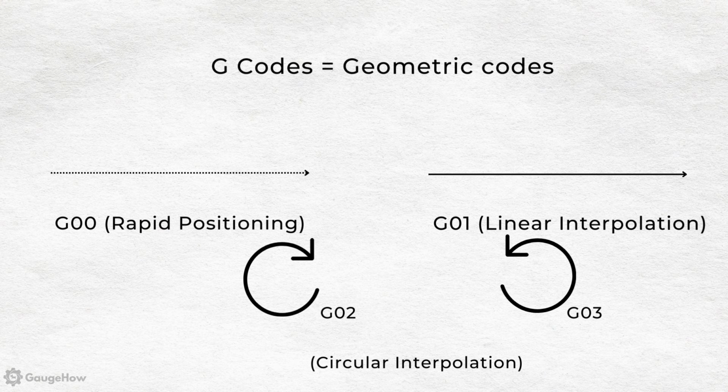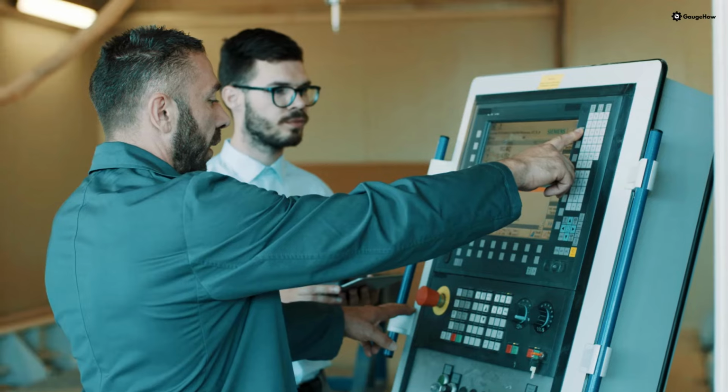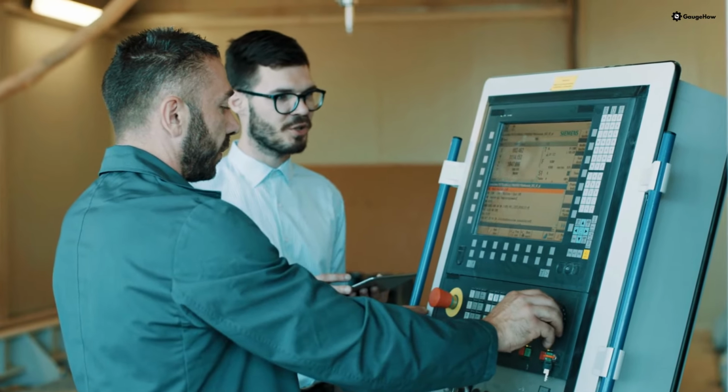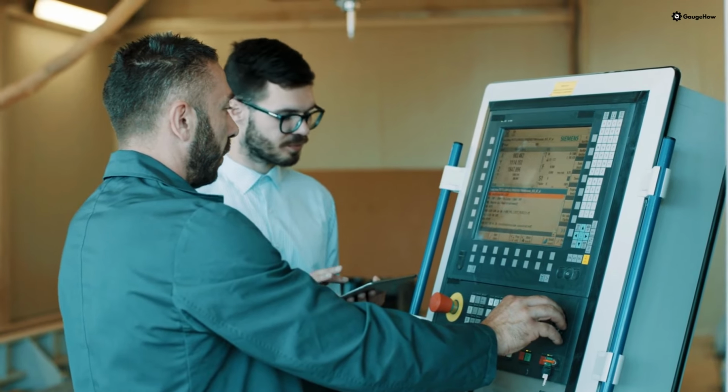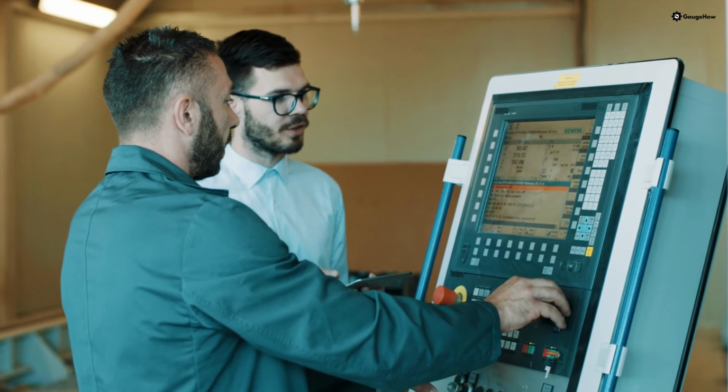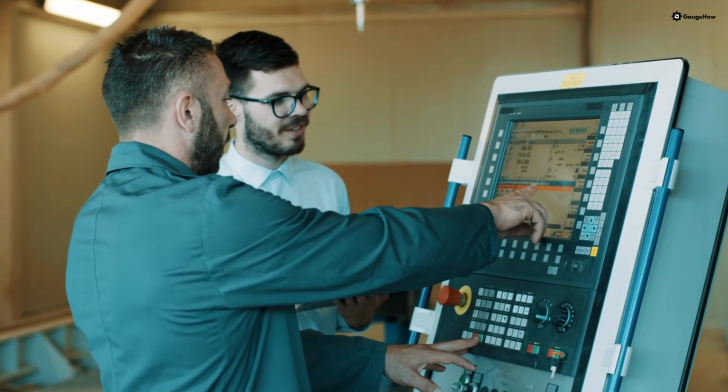We will learn about these G codes in detail in our further lectures. When we get to know about the G codes in detail, then the correct selection and the sequence of G codes are essential for achieving the desired toolpath and ultimately the accuracy of the machined part.